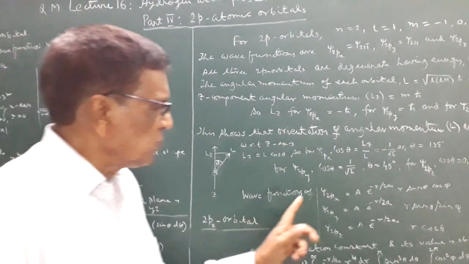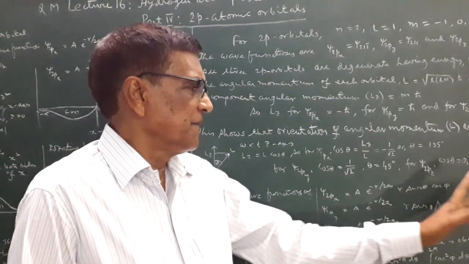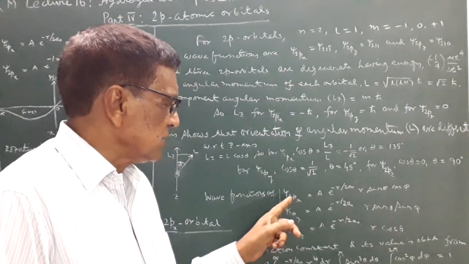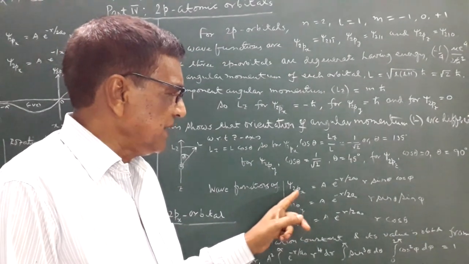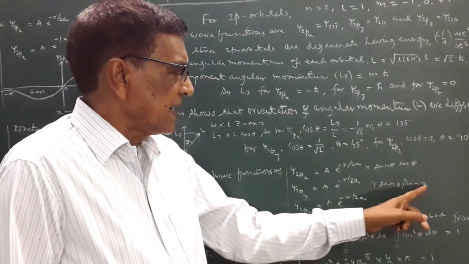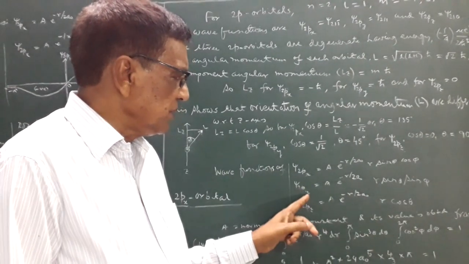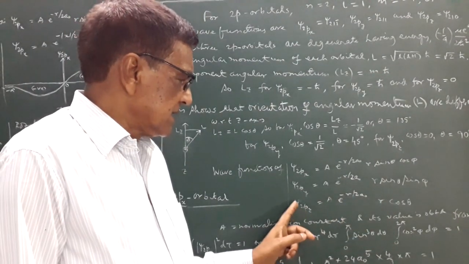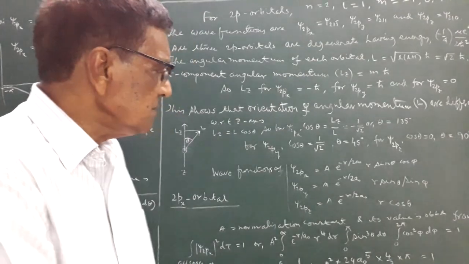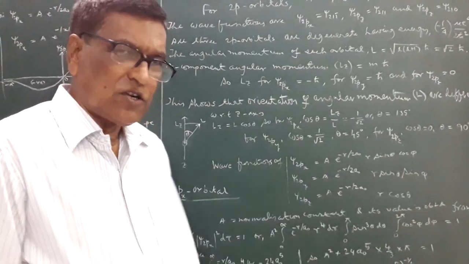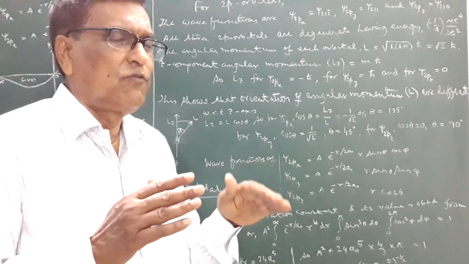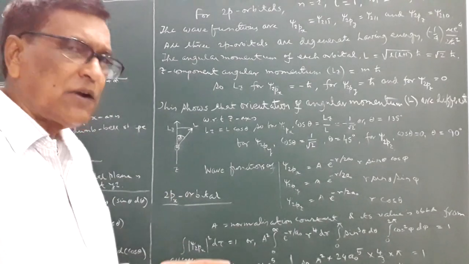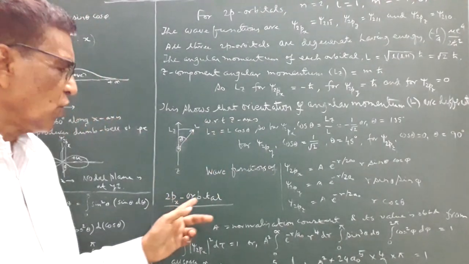The wave functions of 2px, 2py, 2pz are given here. r sin theta cos phi equals x, and this is why it is named 2px; r sin theta sin phi is y, and so it is 2py; and r cos theta is equal to z, so it is psi 2pz. A, the normalization constant, is found to be the same for all three orbitals. Now I shall discuss the 2px orbital.